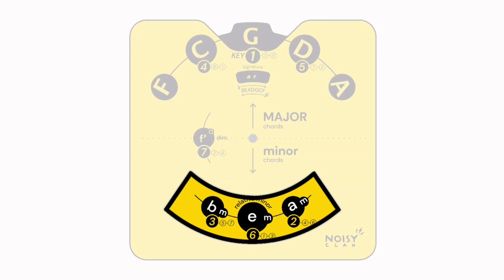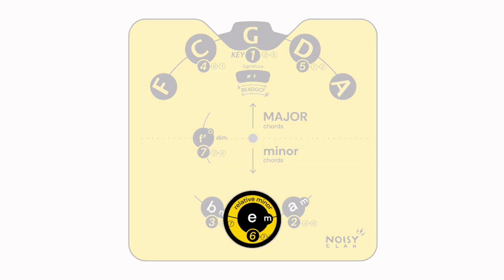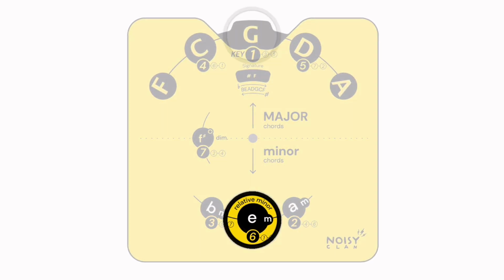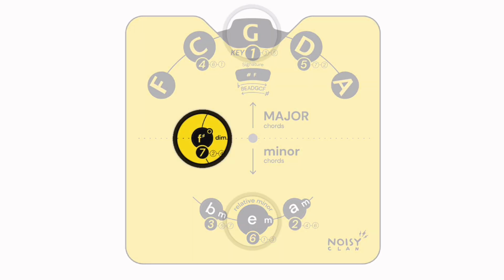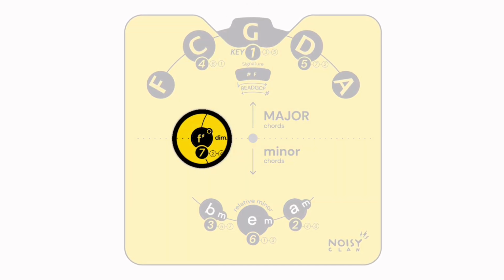You'll also notice that the 6 is in the middle and a bit bigger. This is because it is a relative minor. So G major goes well with E minor. And then right in the middle is number 7 with F sharp being your diminished chord.